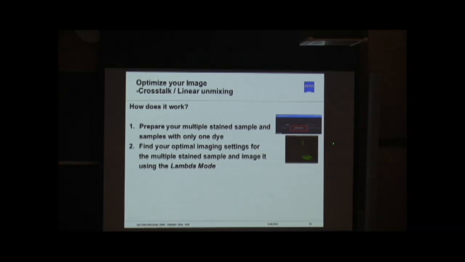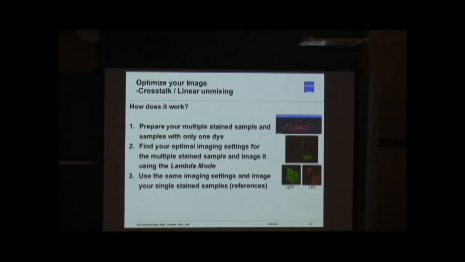That's actually the step where most people come to us and say, oh, how can I actually separate my two different cell populations because I have some spectral overlap. And then we would come back and tell you, okay, you need to prepare some samples where you only have one dye for the same protocol. And the best, of course, would be to prepare them at the same time, because there are always some slight variations, considering the volume of different chemicals when you treat the sample. So always do that simultaneously. Right, so the next step is to use the same imaging settings that you used for the multiple stain sample imaging and apply them to image your single stain samples. So you will get some reference images, GFP and YFP alone.